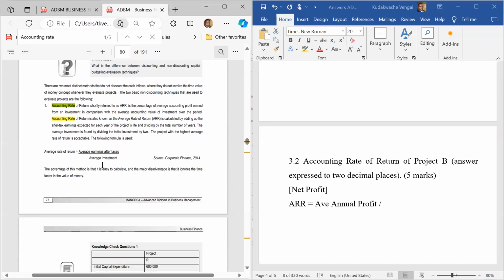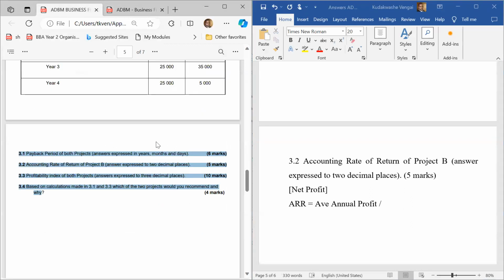So you can see here, it says accounting rate of return, also known as the average rate of return. It's average earnings after tax divided by average investment. Now, let me give you a caveat. When you get your question paper, when you're answering this question, please check the wording that he uses here, right?